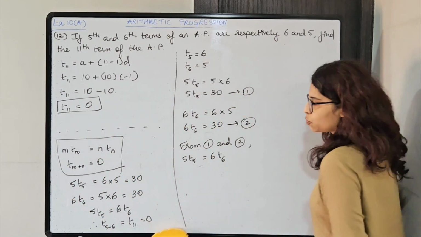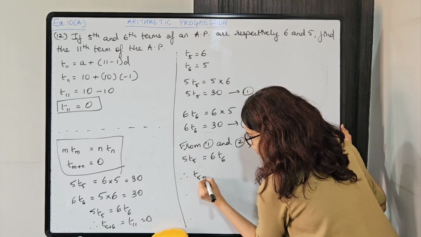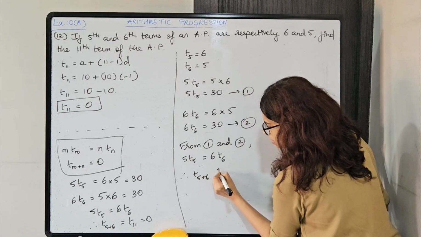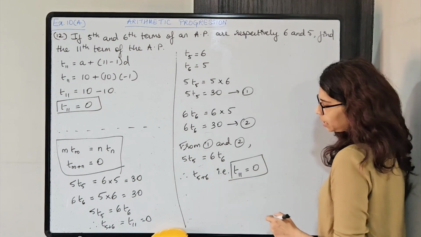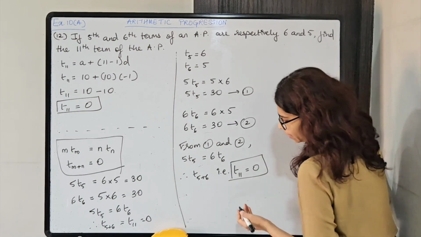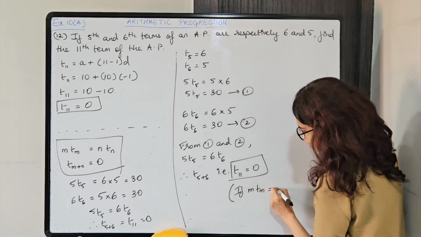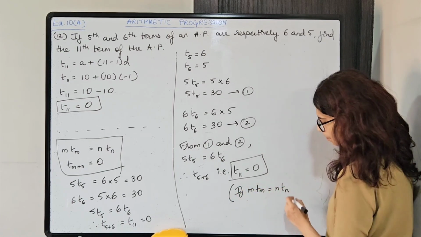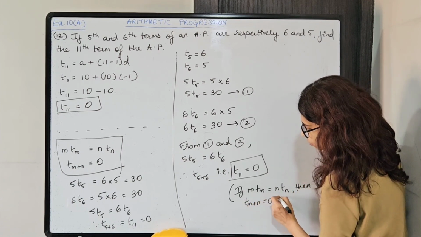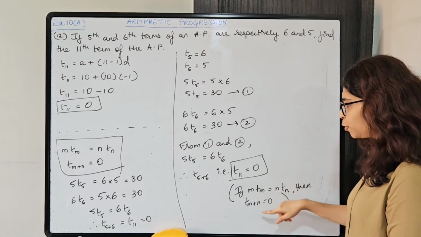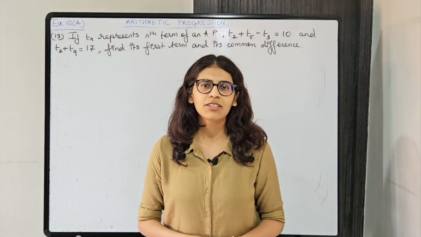Okay, so therefore I can say t5 plus 6, that is t11 is equal to 0. यहाँ पे प्रॉपर्टी यूज कर रहे हैं तो प्रॉपर्टी लिखना पड़ेगा. If m times mth term is equal to n times nth term, then tm plus n is equal to 0. Okay, you have to give this reason because you are using the property. Okay, let's solve the next question.